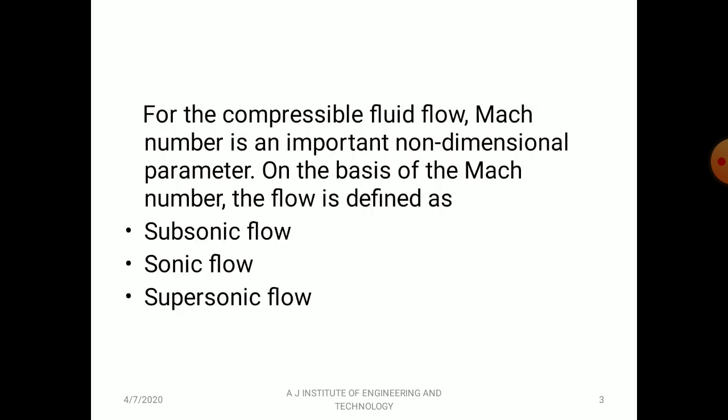You have to remember the Mach number expression, that is equal to V by C. Now, for compressible fluid flow, Mach number is an important non-dimensional parameter. Non-dimensional means Mach number has no unit. On the basis of Mach number, the flow is defined as first subsonic flow, second sonic flow, third supersonic flow. So there are three types. Depending on the Mach number value, you can classify into three categories: subsonic, sonic and supersonic flow.